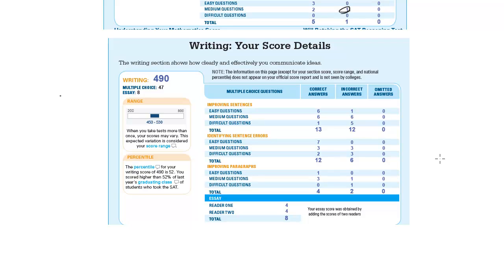Let's look at the writing. So again, the essay is an 8. Not going to say much more about that until the student's scoring out of the 600s. Then we can start worrying about it. For now, an 8 is a perfectly fine score.